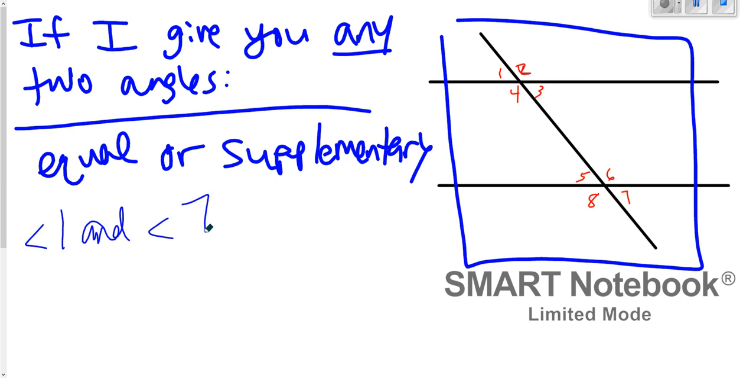So I look, angle 1 is right here, angle 7 is right here. If I remember the vocabulary, I know that they are alternate exterior angles, so they are equal. They're both acute, so they're equal. Angle 1 is equal to angle 5, and angle 5 is equal to angle 7 because they're vertical. So that's another way I can tell that 1 is equal to 7. So an equation I would write would look like this. Angle 1 equals angle 7.